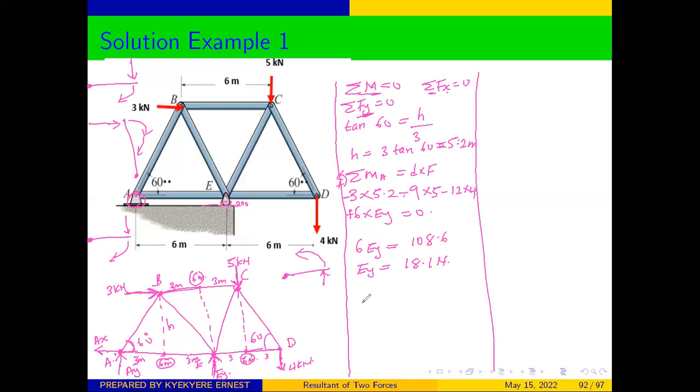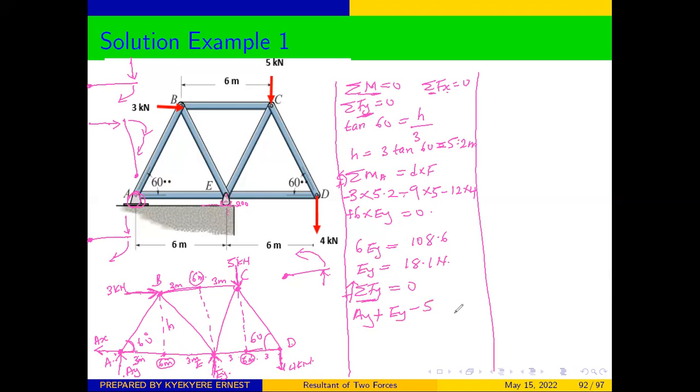We can use these other equilibrium equations, and we can say that the sum of forces in the Y direction is equal to 0. Anytime the force is moving up, it's positive. Therefore, we have this AY here moving up, positive AY. We have EY also moving up, positive. And we have 5 coming down, minus 5.